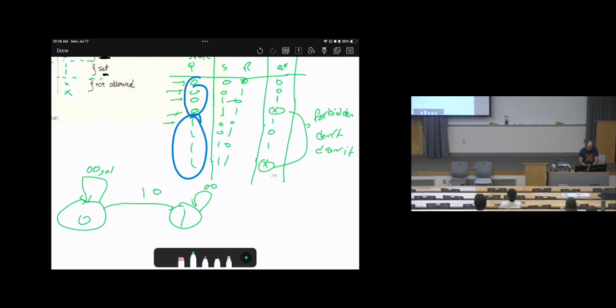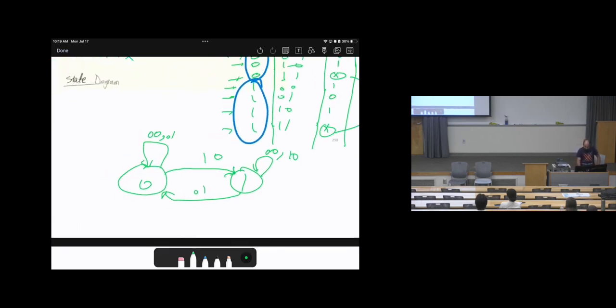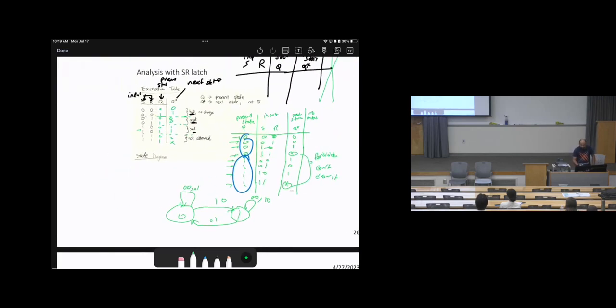Here at state 1, if the input is 0,0, it will remain at 1. If the input is 0,1, it will go to 0. If the input is 1,0, it will hold, which is remain at 1. If it's 1,1, forbidden, don't draw it. Then that's the state table and state diagram of the SR latch.